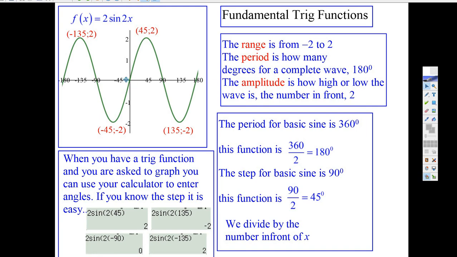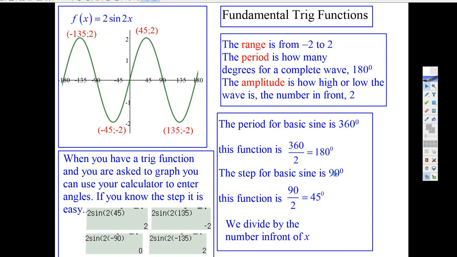That's the range. The period is, how many degrees does it take to go through a complete wave? Well, there's a complete wave, and there it is, 180 degrees. The amplitude, you have to know, it's how tall is the wave, or how deep is it, from the middle to the top or to a trough. Well, it's 2 units, the number in front, and it's always this number 2. Now, the period for the basic sine graph is 360 degrees. It takes 360 to go through a complete wave. You see that little number 2 in front? If you divide 360 by it, you'll get the new period, which is 180.